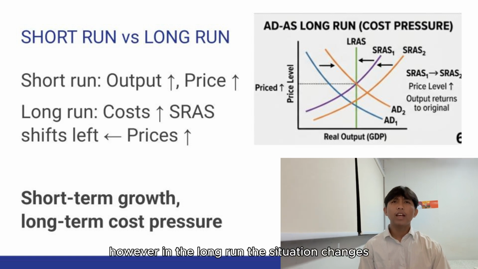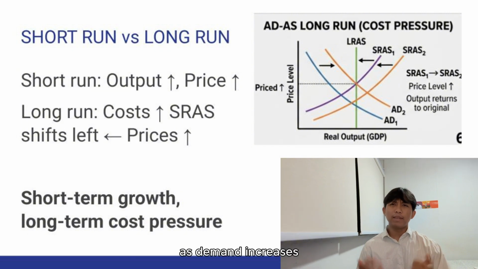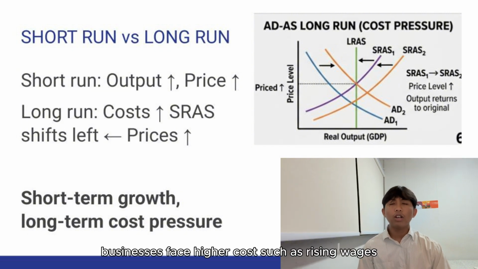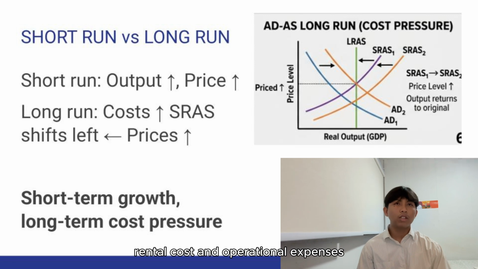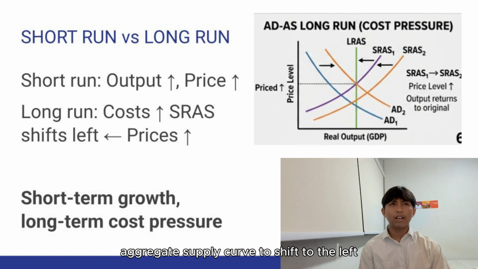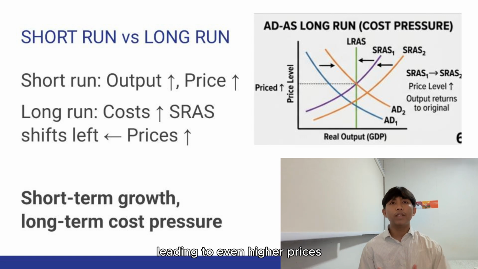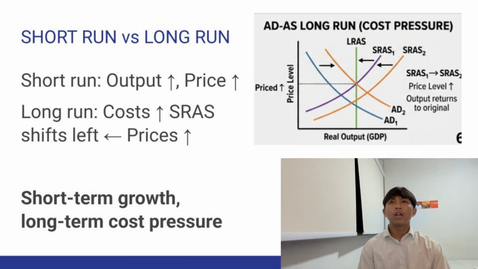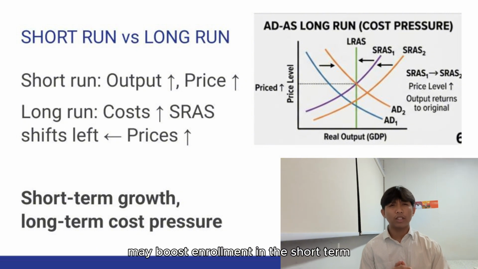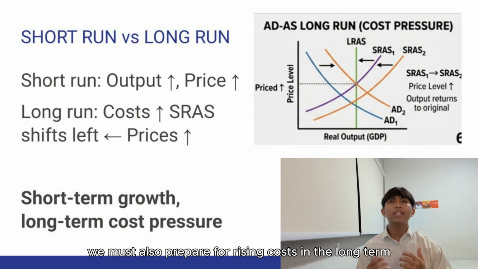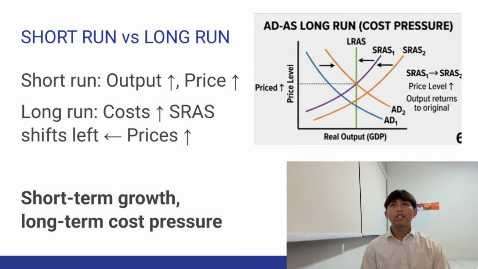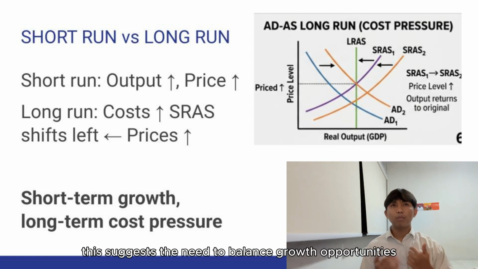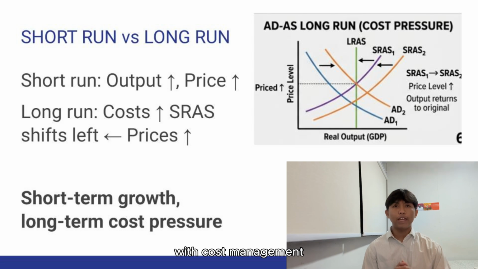However, in the long run, the situation changes. As demand increases, businesses face higher costs such as rising wages, rental costs, and operational expenses. This causes the short-run aggregate supply curve to shift to the left, leading to even higher prices, while output returns to its original level. For our organization, this means that while tax rebates may boost enrollment in the short term, we must also prepare for rising costs in the long term. Strategically, this suggests the need to balance growth opportunities with cost management.